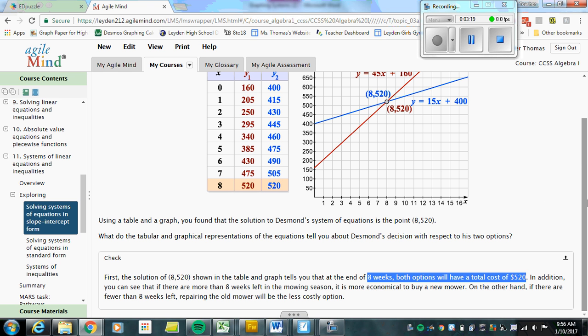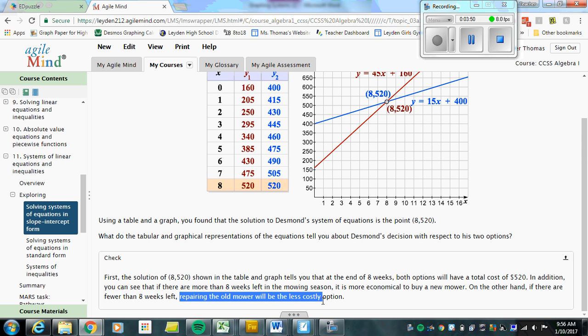Number 8. What is the best option depending on the different scenarios? A. If there are more than 8 weeks left in the mowing season, you should buy a new mower. B. If there are fewer than 8 weeks left, repairing the old mower will be less costly.